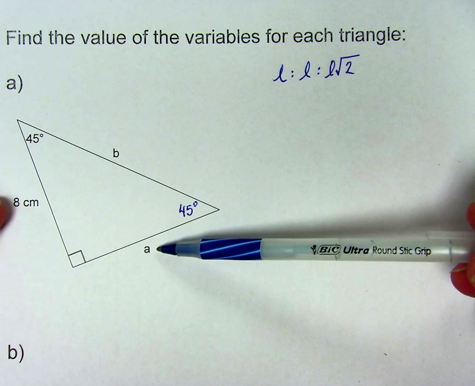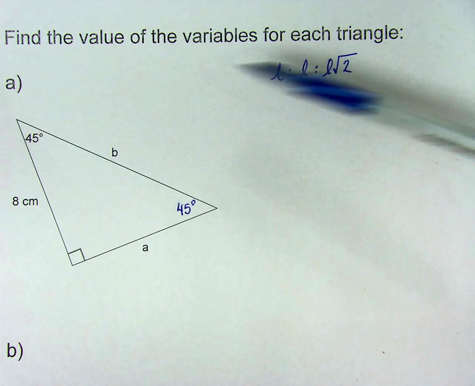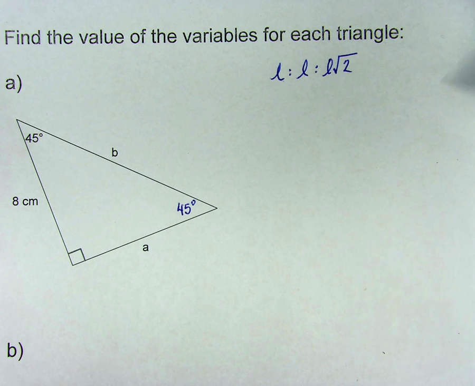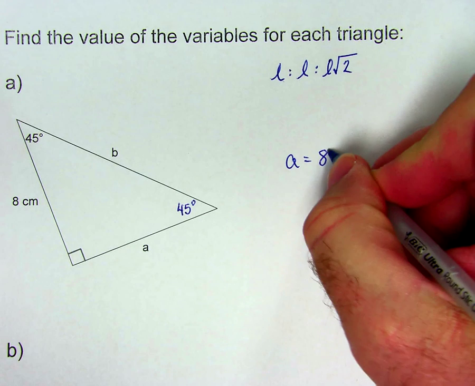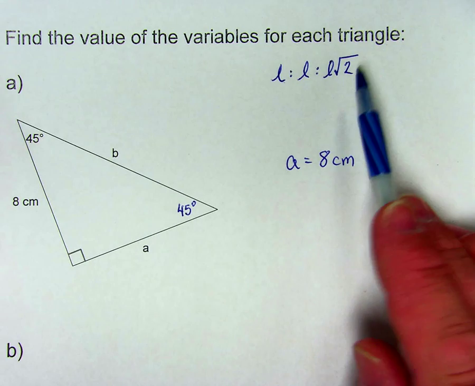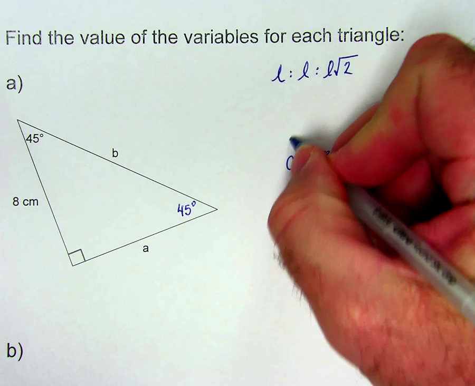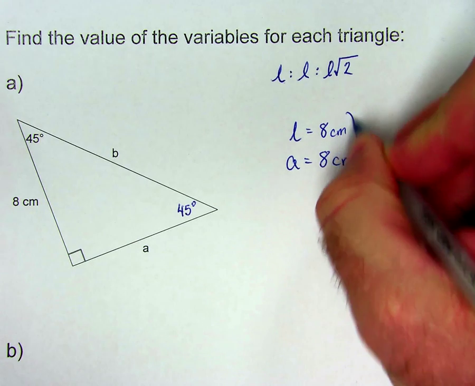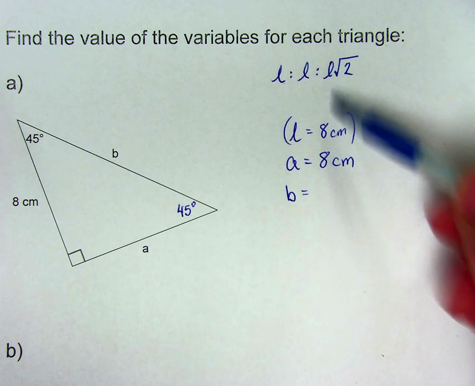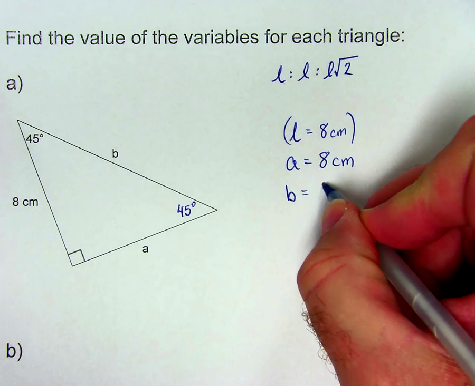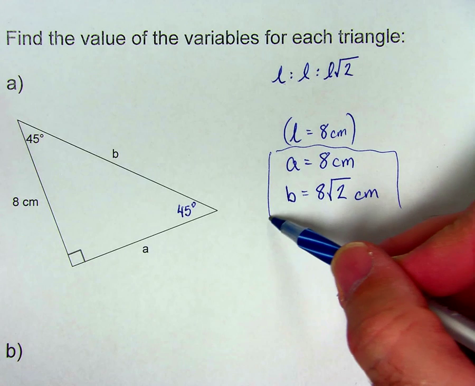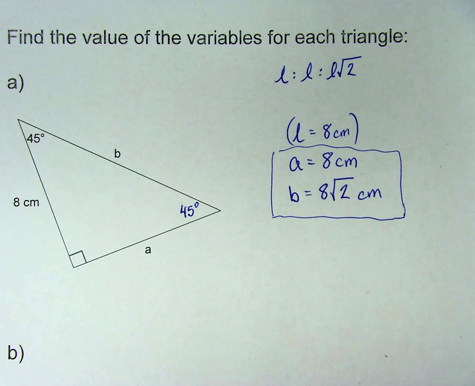So here are our legs. If 8 centimeters takes the place of L in this ratio, then A is also equal to L. Those two are the same. So we would know that A is 8 centimeters. And then B would take the place of L times the square root of 2. L is 8 centimeters, the length of a leg, so B would be 8 centimeters times the square root of 2. That would be 8 times the square root of 2 centimeters. Don't forget your labels if our values do have units attached to them.